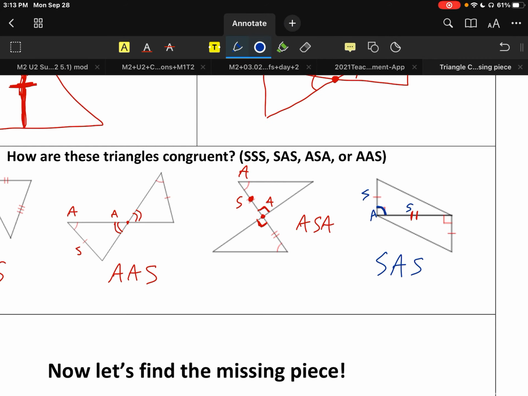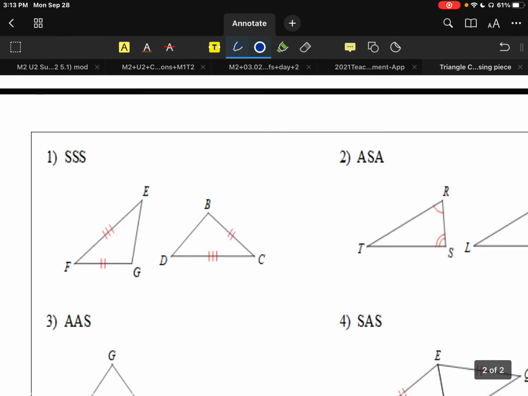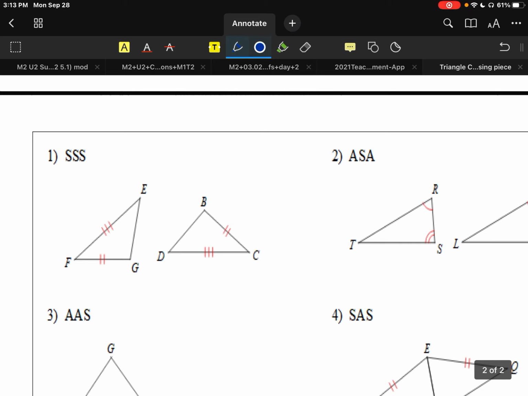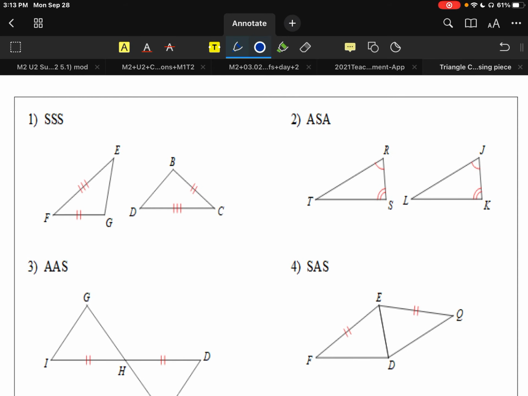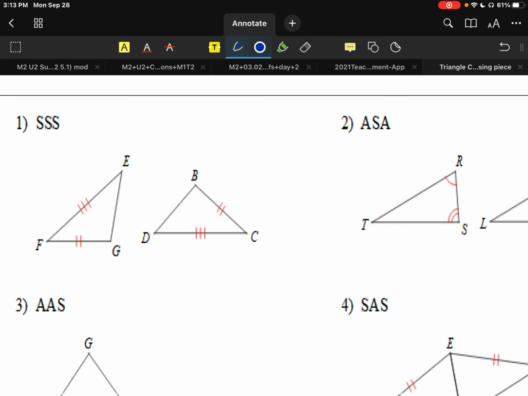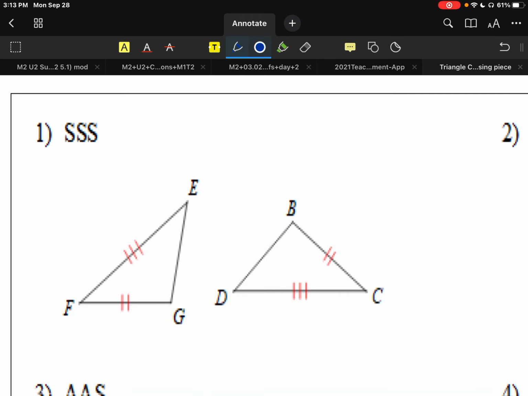Now let's find the missing piece. We're adding another layer to this. I'm telling you what the triangle congruency is, but you have to tell me what needs to be congruent to match the triangle congruency. So here's number one.